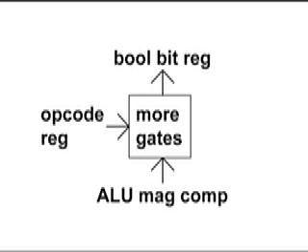An additional set of gates decides which of the 3 magnitude operations should be fed into the Boolean bit register. This register is located in the processor clock.